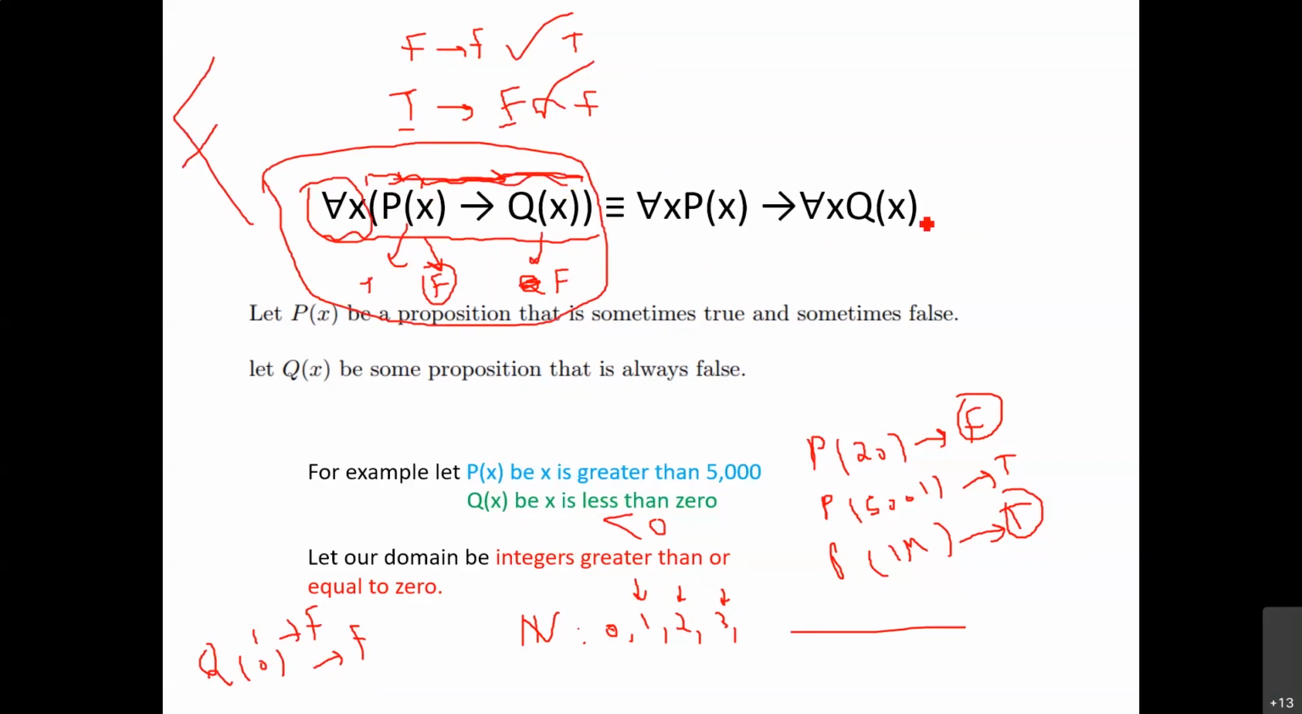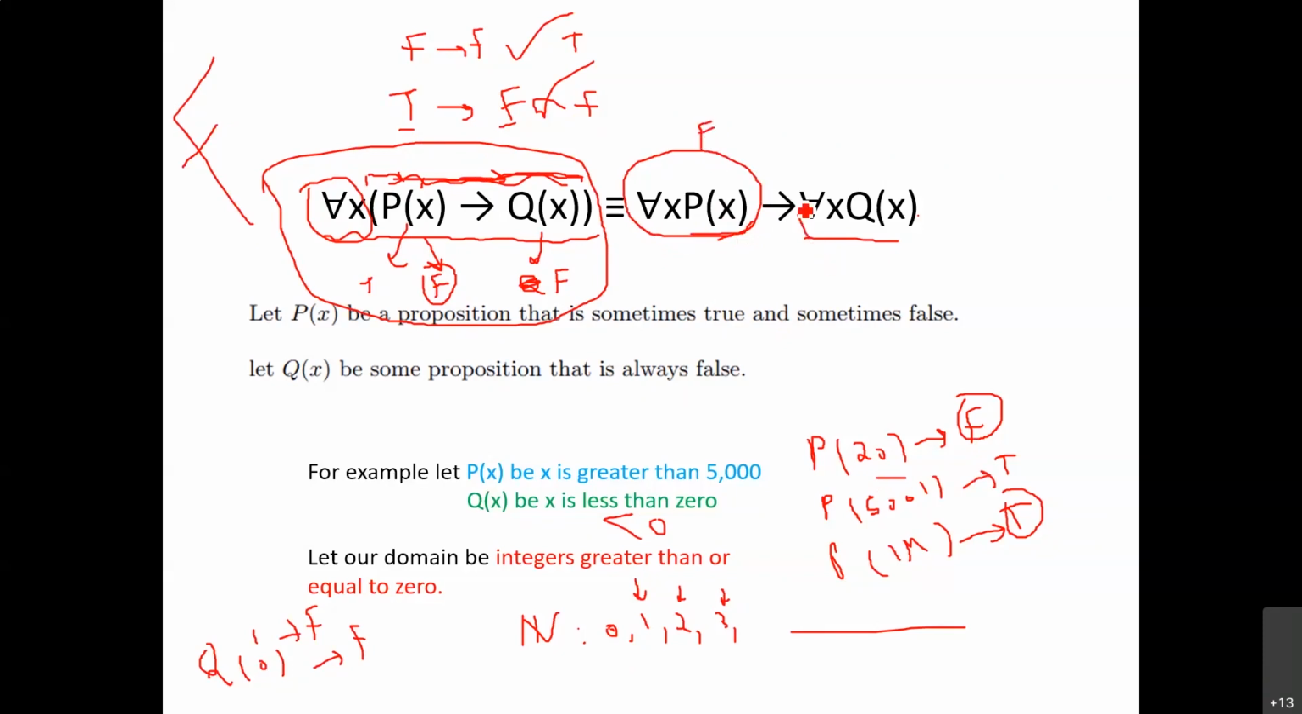What about this side? For every x, p of x implies for every x, q of x. This part, is this true? Is every x in my domain greater than 5,000? Again, no, because, for example, 20 makes it false. So this statement is asking you, is every x greater than 5,000? No. Sometimes yes, sometimes no. But this means that the whole statement is false.